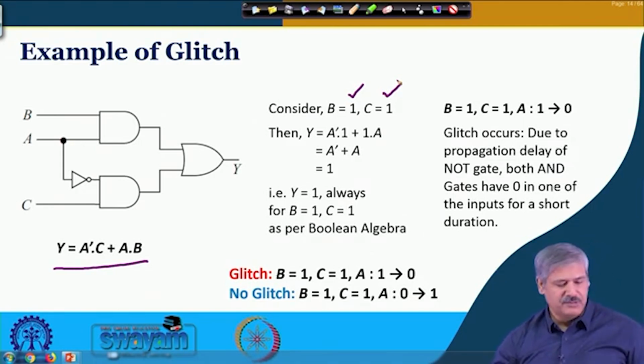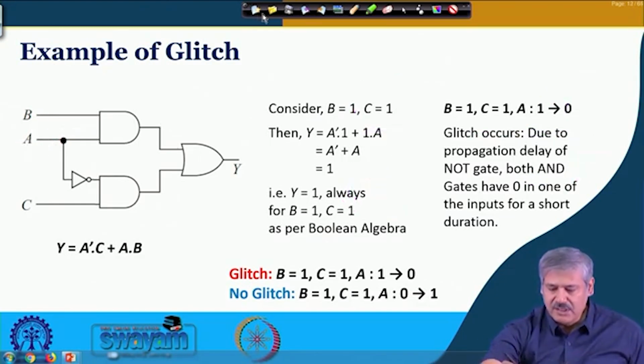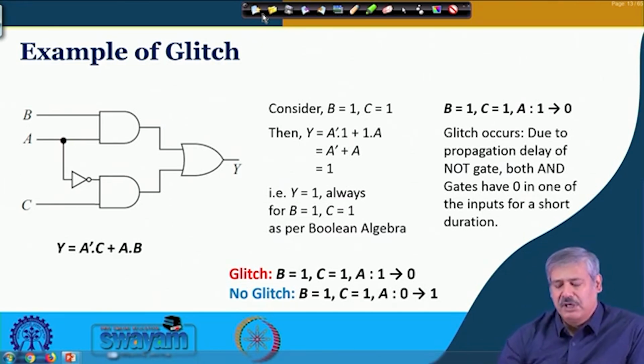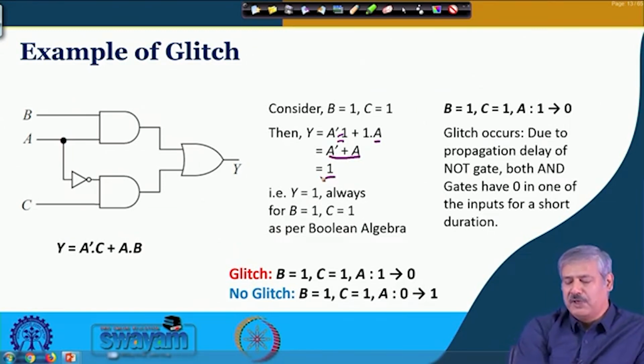Right. So, in the truth table, if you look at it, you will find that B is equal to 1, C is equal to 1 gives output 1, okay, and it is obtained from the equation also. If you just substitute it here, so A prime, 1, 1, A, right. So, you get A prime plus A and this is 1. So, that means y will always be 1 as per the Boolean algebra, right. So, this is the case.